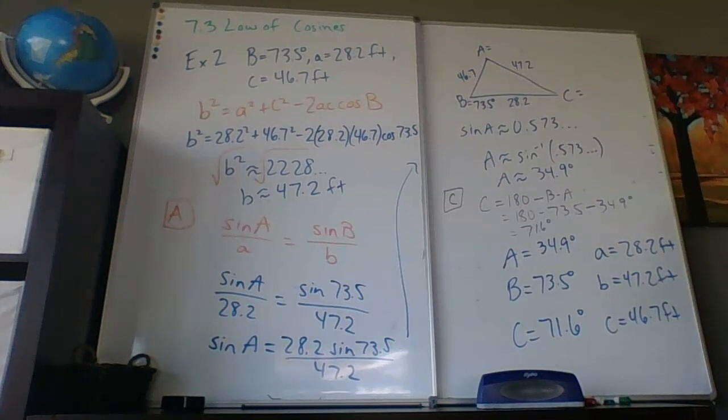Remember the general plan of attack. First, try and use the law of sines. When that doesn't work, use the law of cosines, and then you can switch to the law of sines once you have enough information.